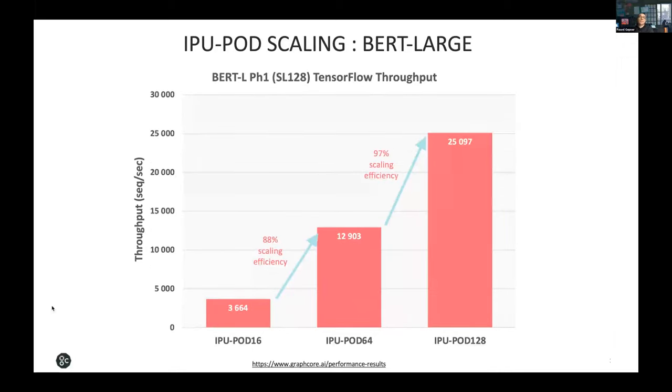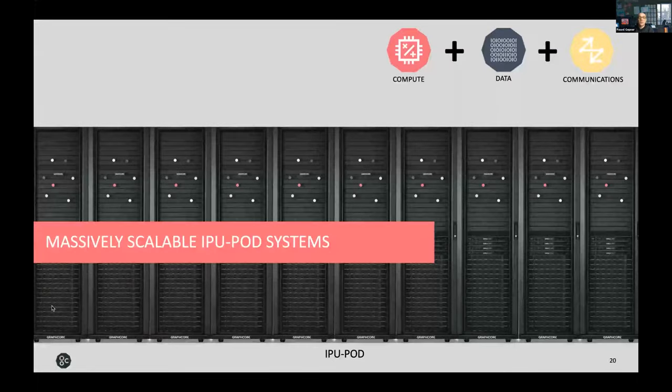And for another example of how the scaling looks from a very large perspective, we also see around 90% scaling efficiency going from the pod 16 to the pod 128. And at 256, we observe pretty much the same scaling. So as I said, this is the beginning of a big journey for exascale computing, including the compute, data, and communication story.